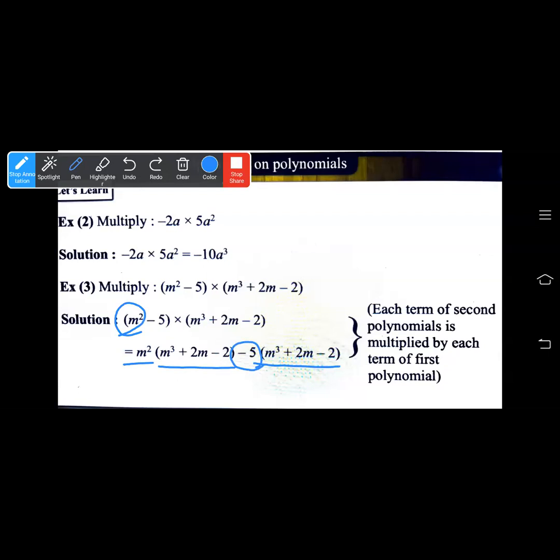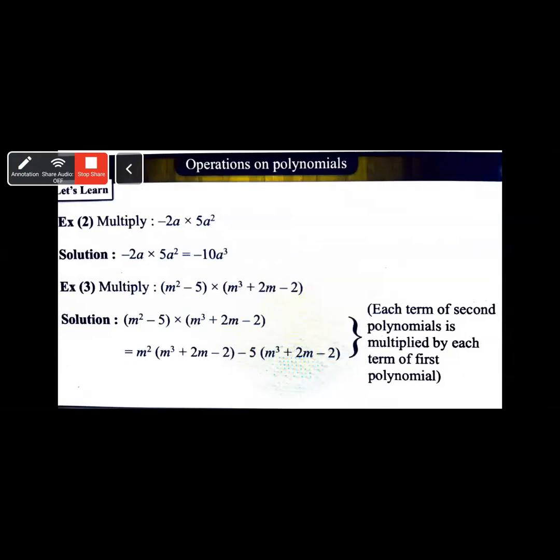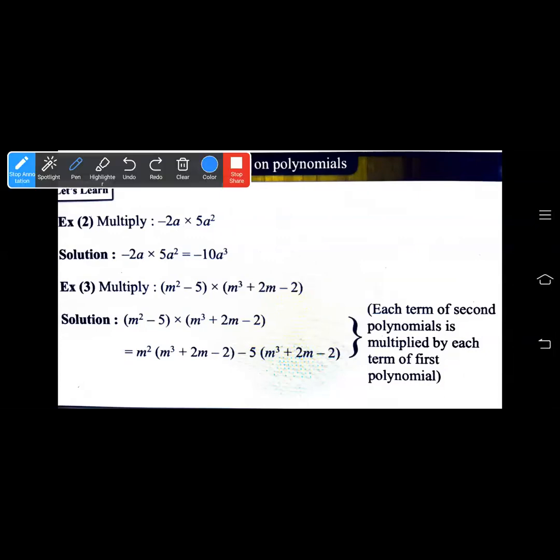Now, what is next? When you multiply m square into m cube plus 2m minus 2, you will get m square into m cube will become, here you will get m raised to 5 when you will multiply this to this. M square multiplied by 2m will become 2m cube. Fine. Minus m square into minus 2 is minus 2m square.